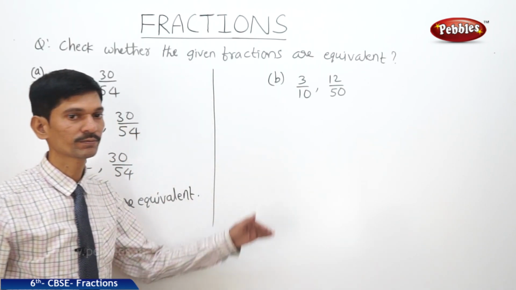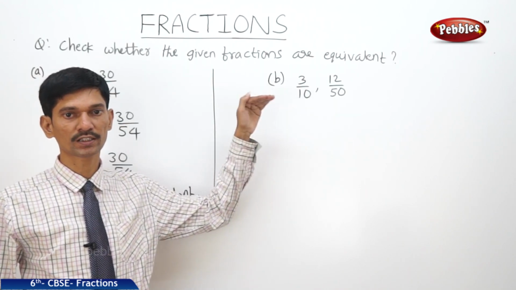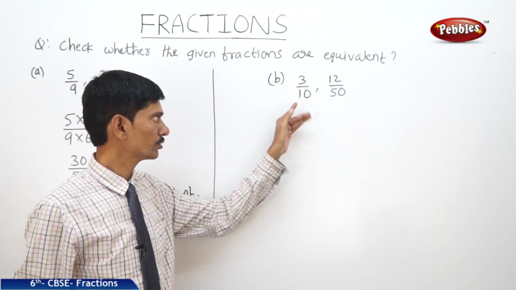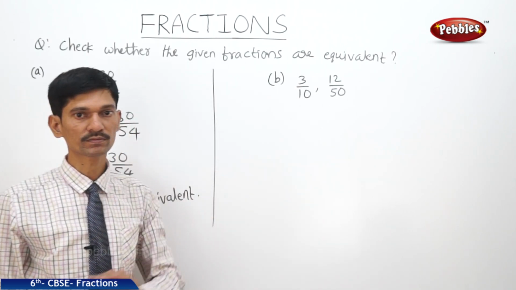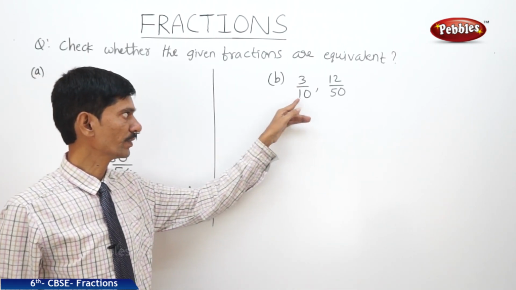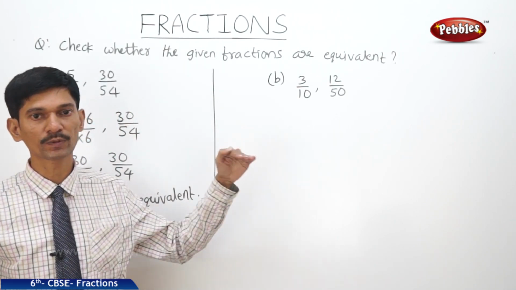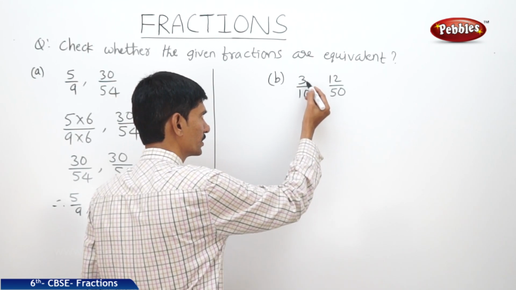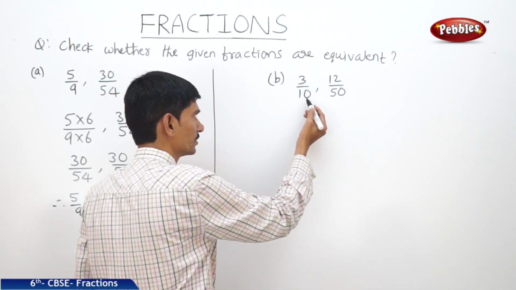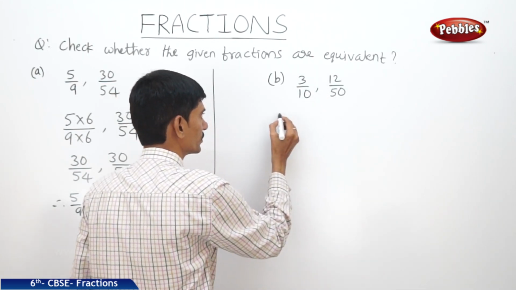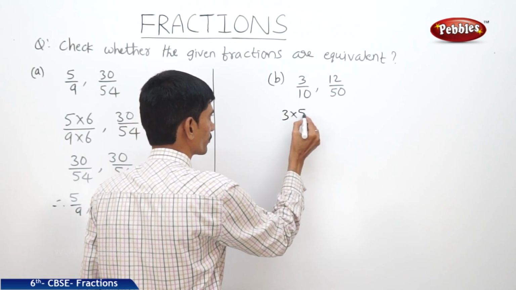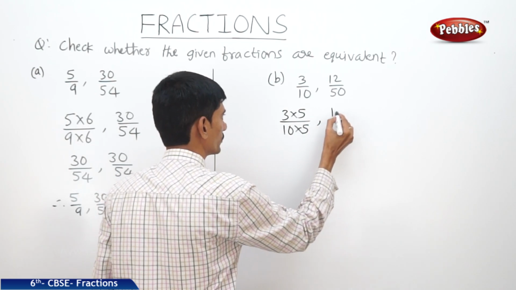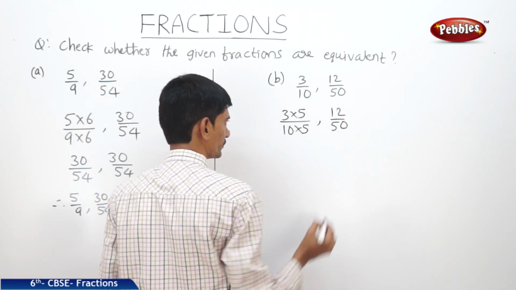So here also we can make either numerators equal or the denominators equal. Now let us make the denominators equal. So how to make 10 as 50? So we have to multiply 10 by 5 to make the denominators equal. So then we multiply both the numerator and denominator of 3 by 10 by the same number. So 3 into 5 by 10 into 5, 12 by 50 is same.